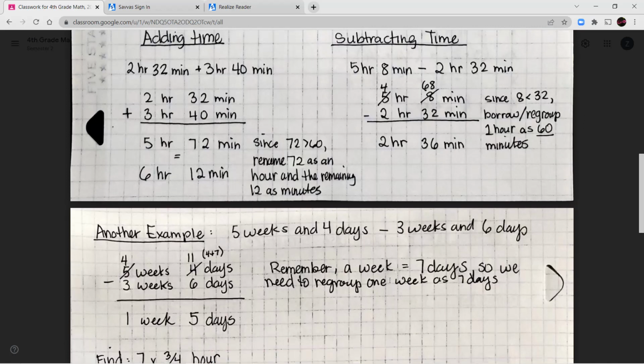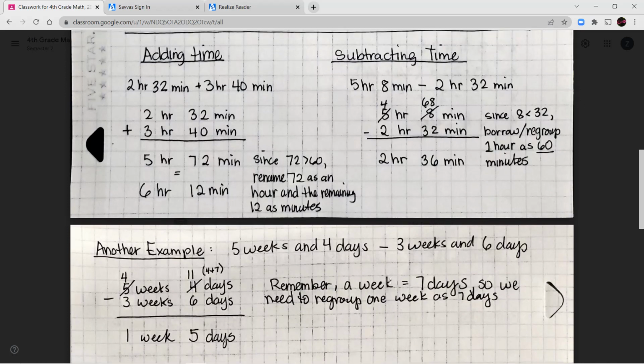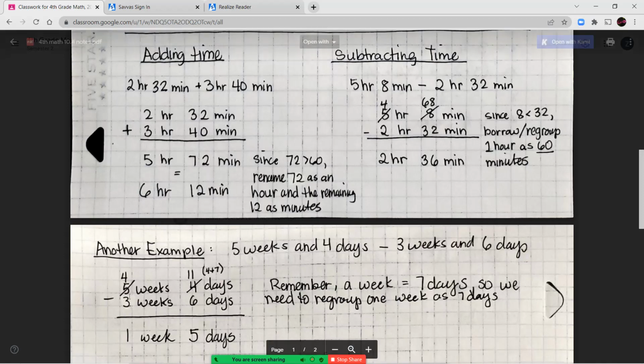So let's take a look at another example. If I have 5 weeks and 4 days, and I want to take away 3 weeks and 6 days. Now remember, a week is equal to 7 days. So when we regroup, we're not borrowing a group of 10, we're borrowing a group of 7. So I can't do 4 days minus 6 days. So I have to take one of these weeks and break it apart into 7 days.